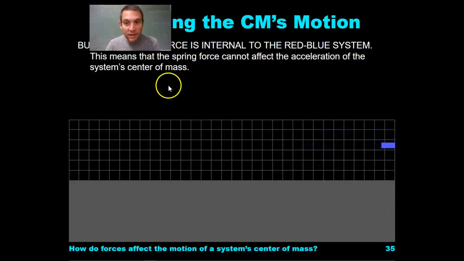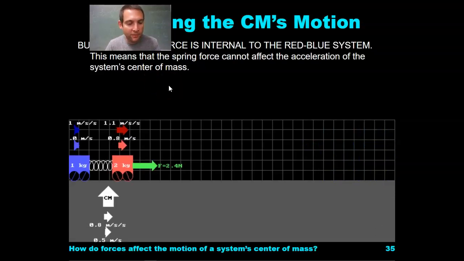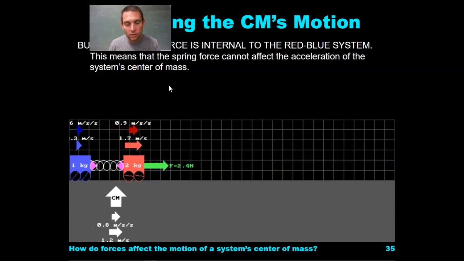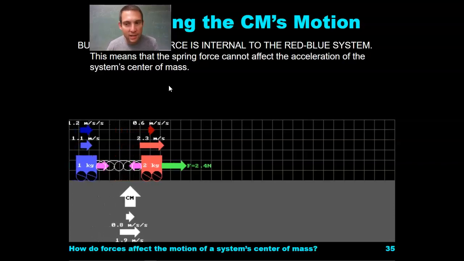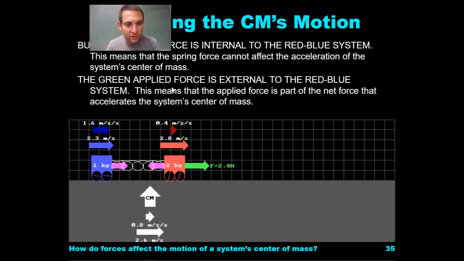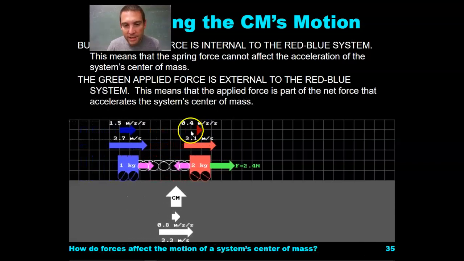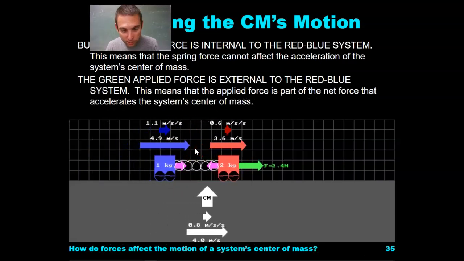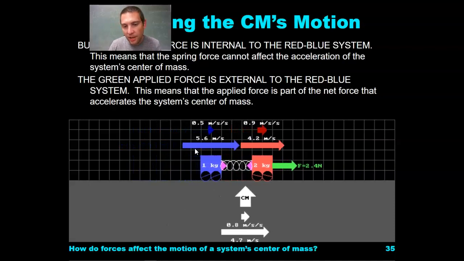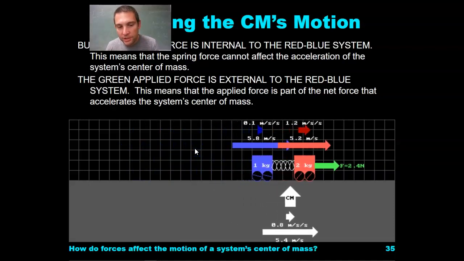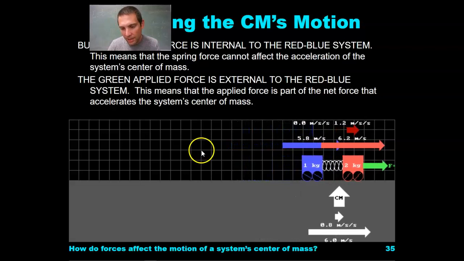But if you look at it as a system, the spring force is internal to the red-blue system. That means the spring force cannot affect the acceleration of the system's center of mass. The green applied force is then external to the red-blue system. This means that the applied force is part of the net force that accelerates the system's center of mass.